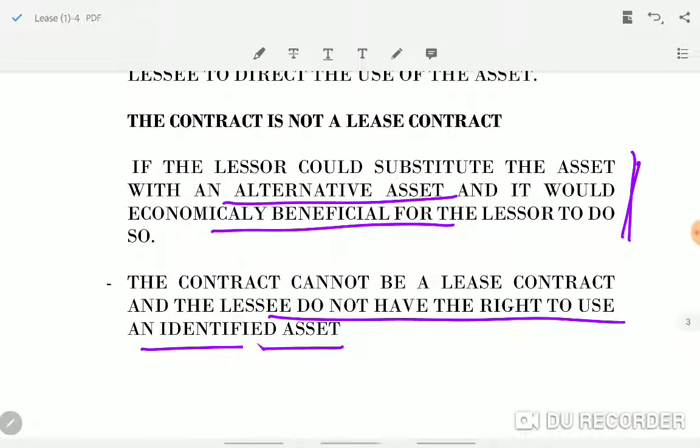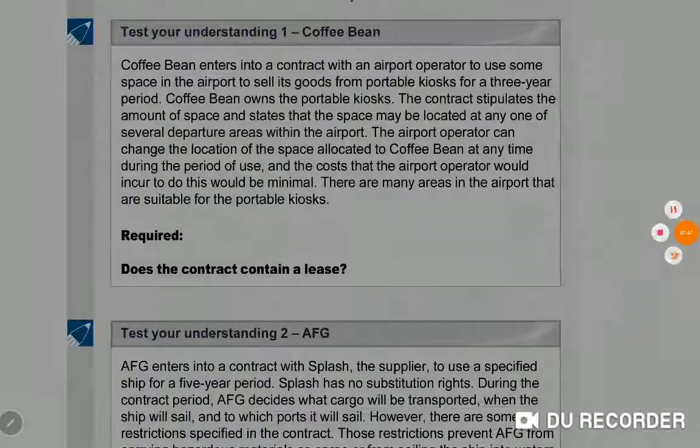Last point, if the lessor has the right to substitute the asset with an alternative asset and the lessor is economically benefited by doing so, the contract will not be a lease contract, because the lessee has no right to use the underlying asset, because they couldn't identify any asset. The asset can be changed anytime. We have to know all these points. Now we will see the scenarios related to this.